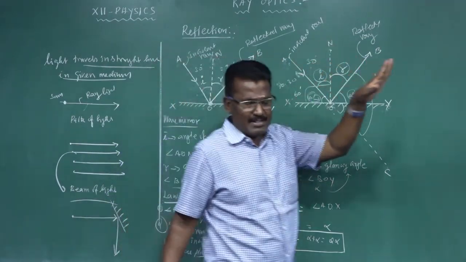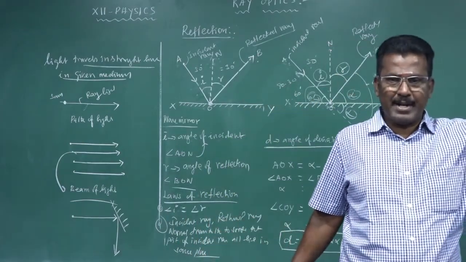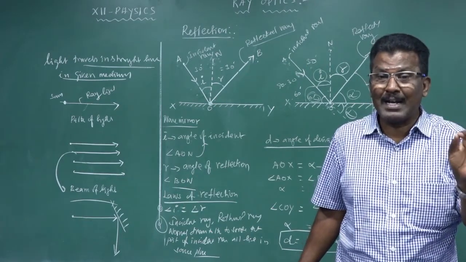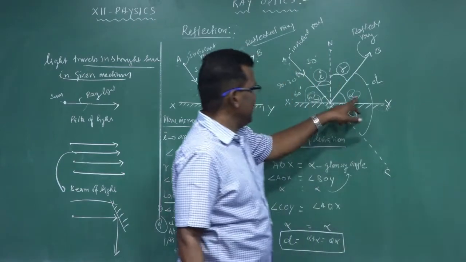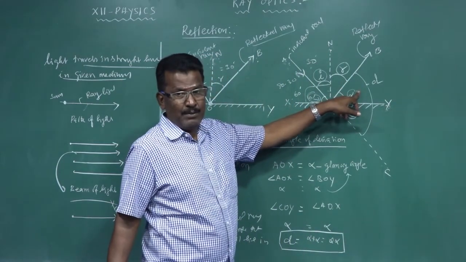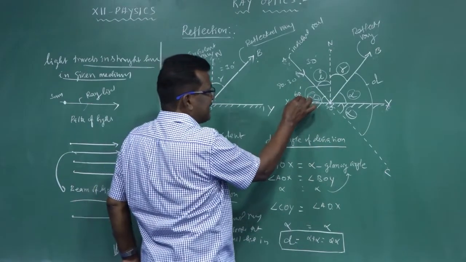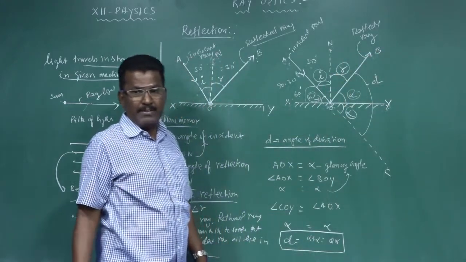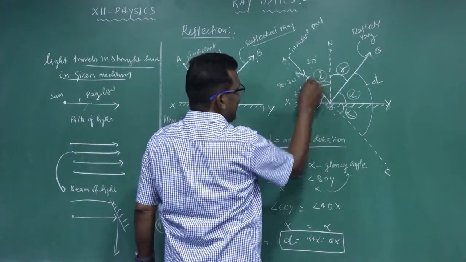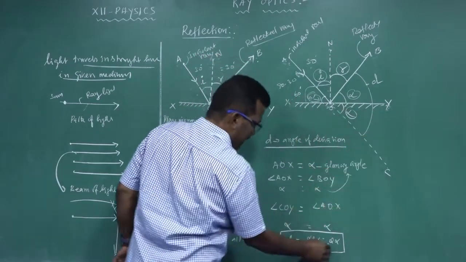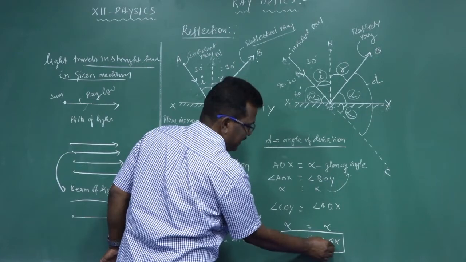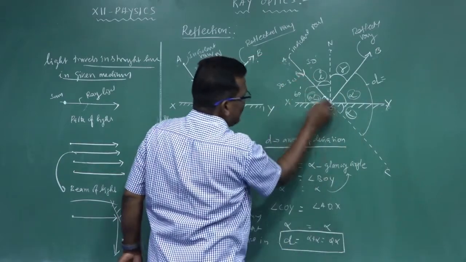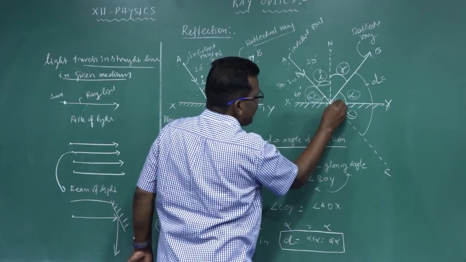Any ray of light incident on the surface is reflected back to the same medium, but the angle of deviation is always equal to twice the glancing angle. If the glancing angle is 60 degrees, the deviation is 120 degrees. If the glancing angle is 60 degrees, 60 into 2 is 120 degrees. So this 120 degrees is the deviation, and the straight path angle is actually 180 degrees.